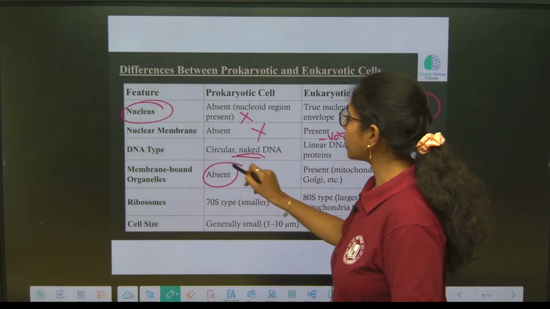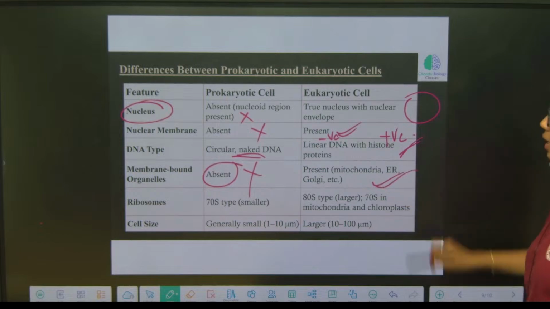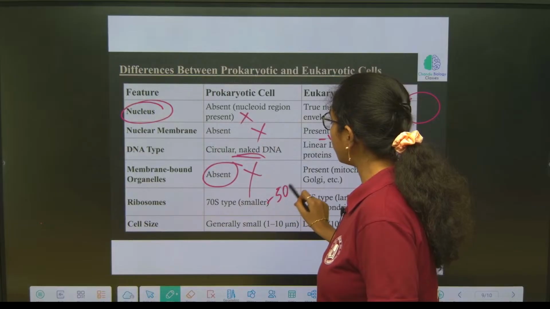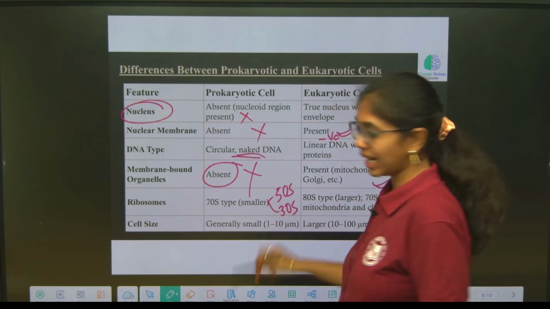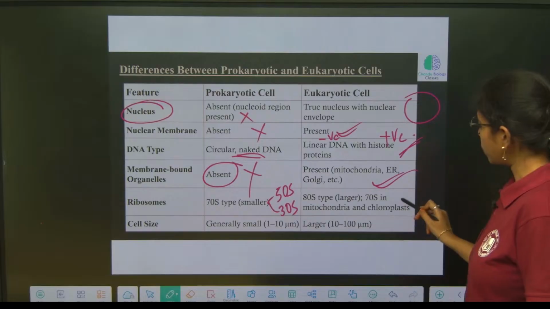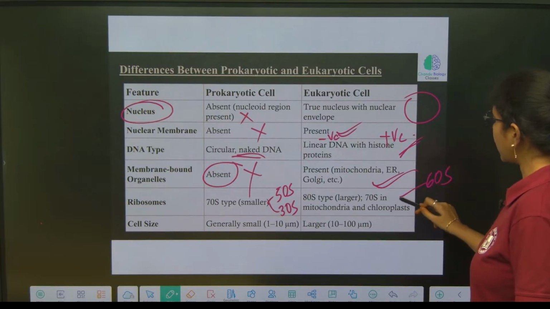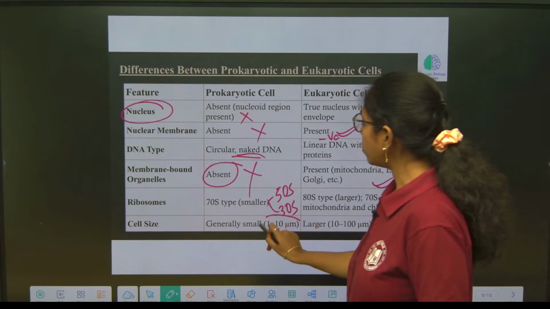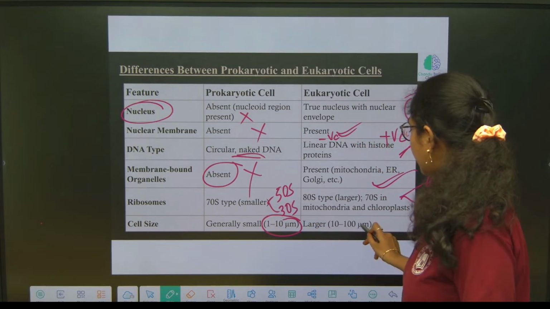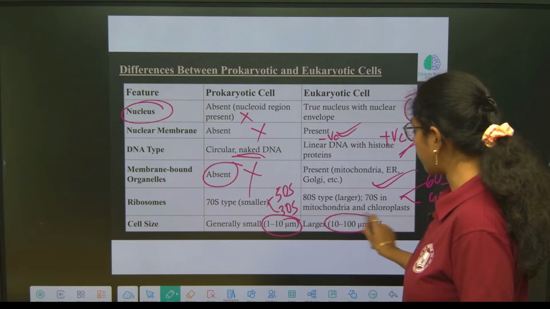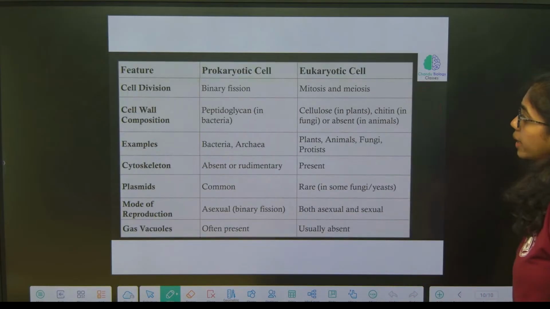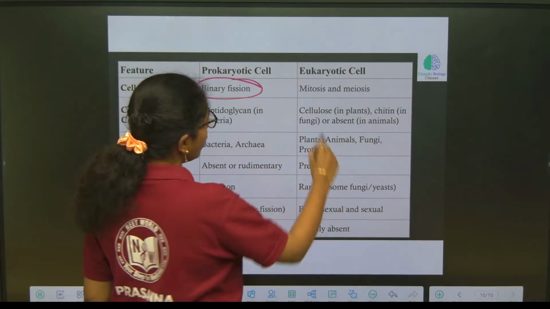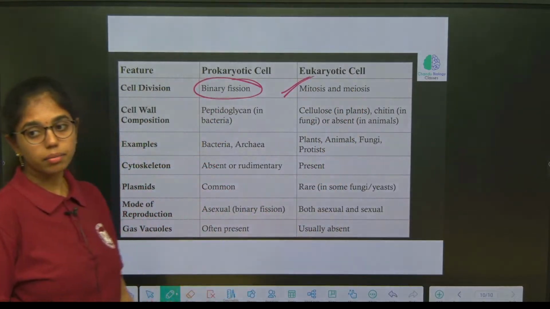Membrane bound organelles are absent. Here membrane bound organelles are present. Ribosomes are 70S, where the larger subunit is 50S and the smaller subunit is 30S. Here ribosome is 80S, where the larger subunit is 60S and the smaller subunit is 40S. Cell size is 1 to 10 micrometers in diameter, and here cell size is large, that is 10 to 100 micrometers in diameter. Then cell division: prokaryotic cell, binary fission; eukaryotic cell, mitosis and meiosis.